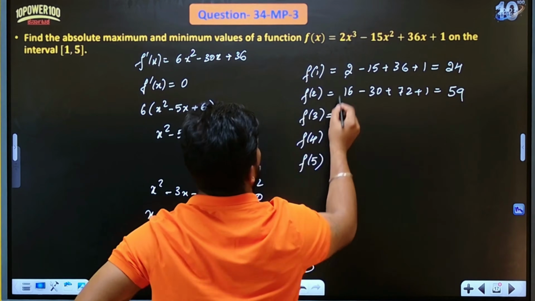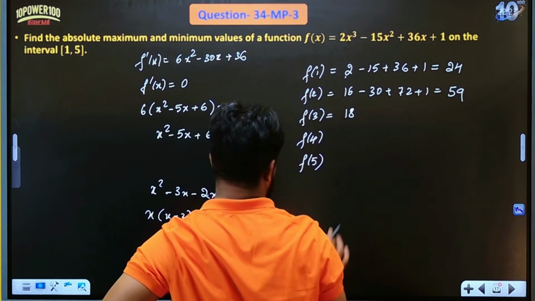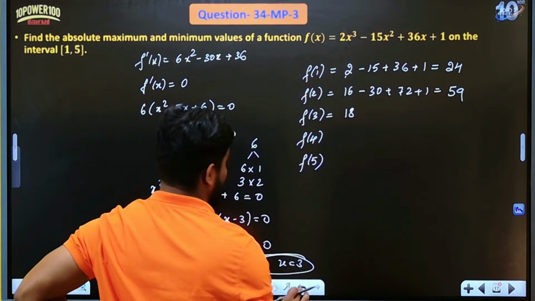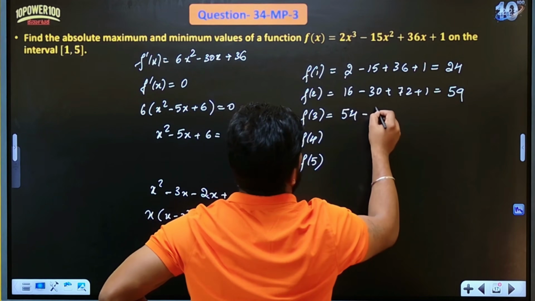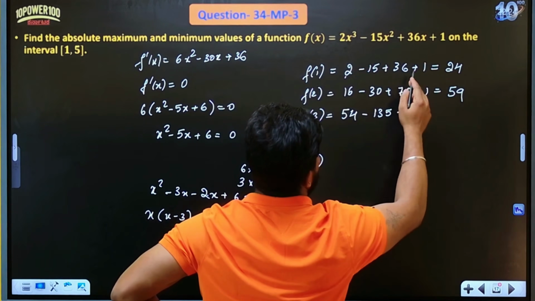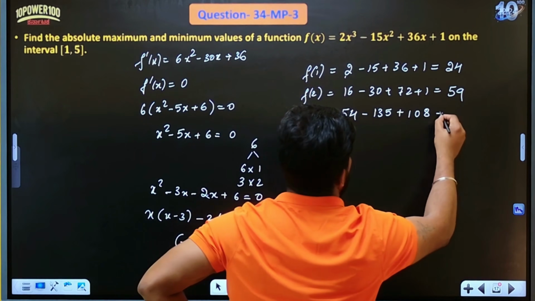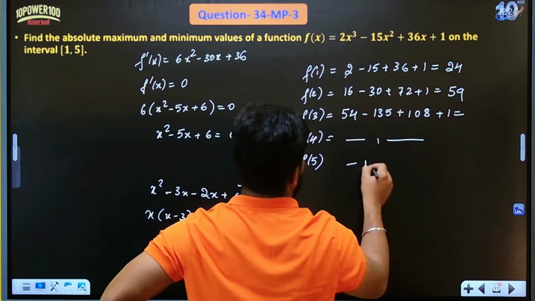Okay, this is 3. So 3 cube is 27, 2 times is 54. So it is 54 minus 9 times 15, which is 135, plus 36 times 3 is 108, plus 1. So just calculate what the number is. Next for 4 also similar, next for 5 also similar.